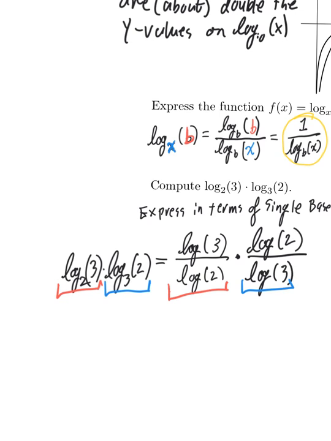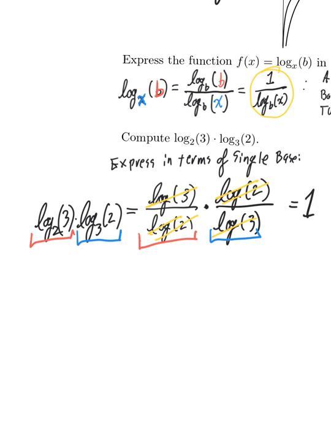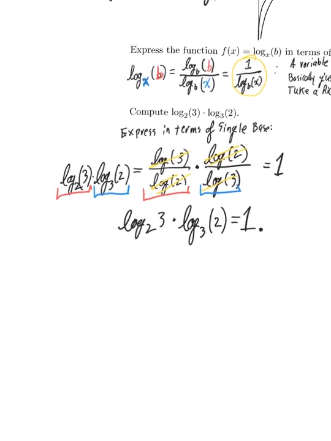There's even the correspondence, which bit becomes which. Oh, but I see some cancellation that happens. Log of 3, those will cancel. Log of 2, those will cancel. And so I'm left with 1. Nice. So the log base 2 of 3 times the log base 3 of 2 is just 1. And in fact, there was nothing special about 2 and 3. I think that's just always true.